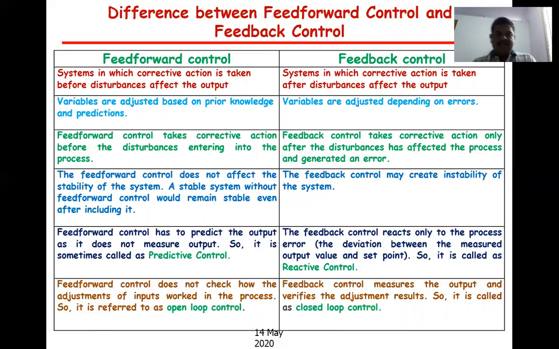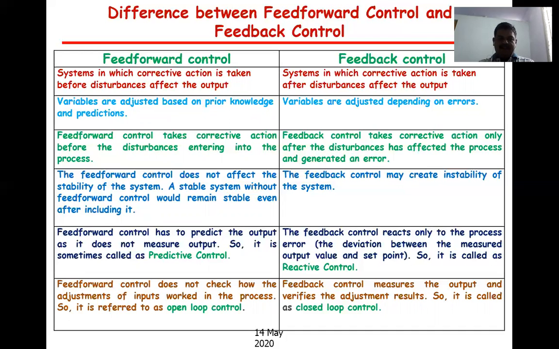Feed forward control takes corrective action before the disturbance enters the process. Feedback control takes corrective action only after the disturbance affects the process and generates an error. Feed forward control does not affect the stability of the system. A stable system without feed forward control would remain stable after including it, whereas including feedback control may create instability in the system.